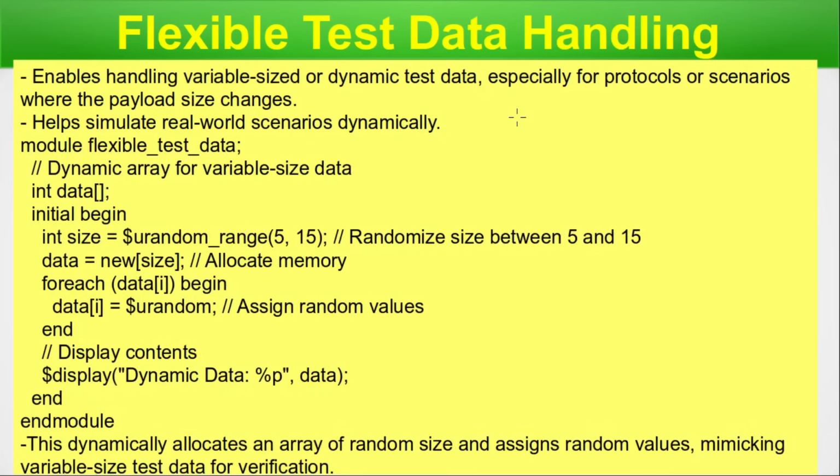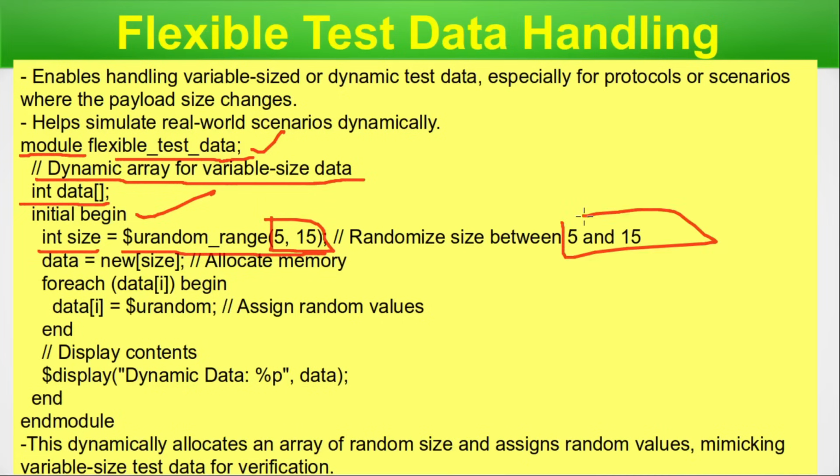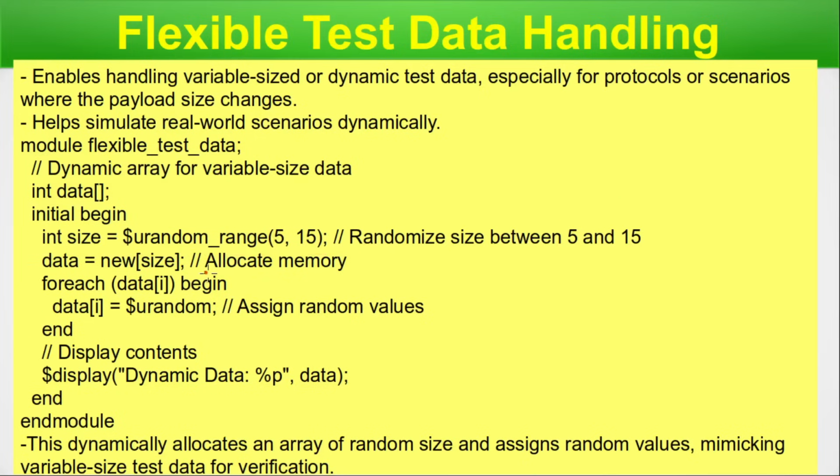Here goes our example code. We have a module named flexible test data. Here we use a dynamic array for variable data size. Then we start our initial block, and here we define a size variable as a random variable and keep a range, between 5 and 15. Now it's time to allocate the memory.